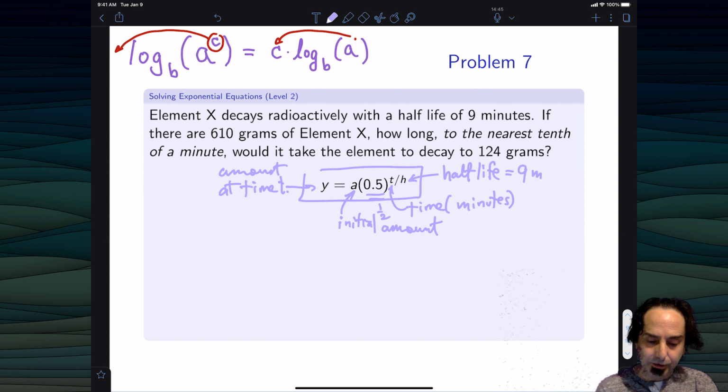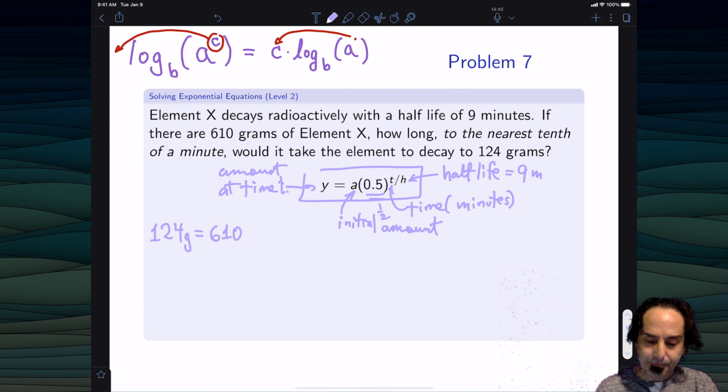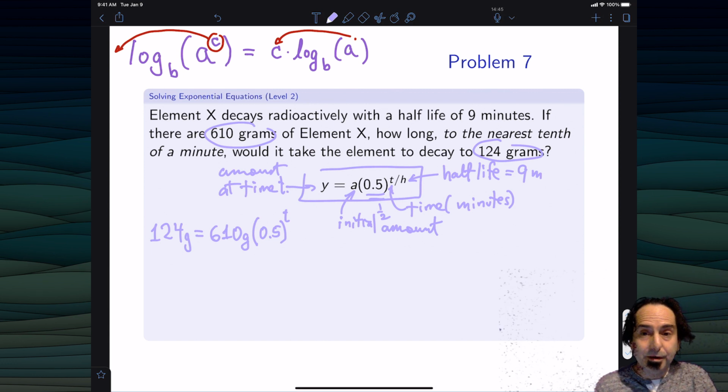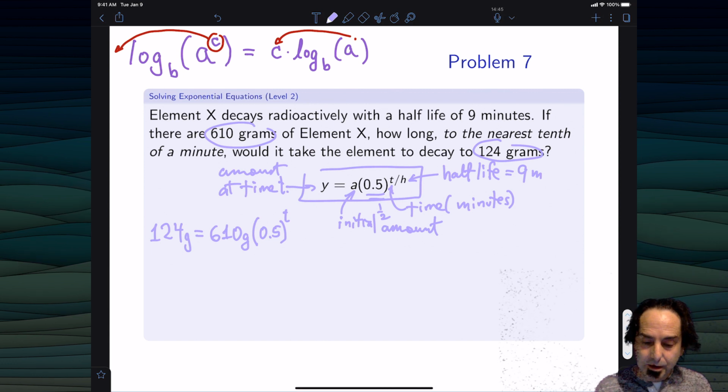The amount that we want is 124 grams, and we start with 610 grams. So I've used the 124 and I've used the 610, and that's times 0.5. And t is unknown. We don't know what t is. That's what we have to solve for, and we're dividing by 9.